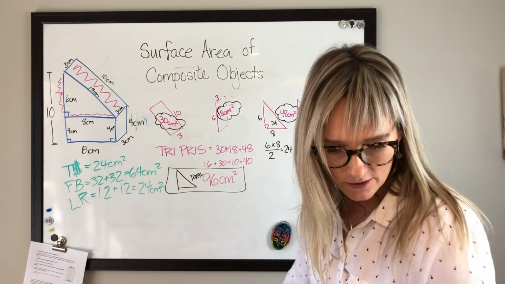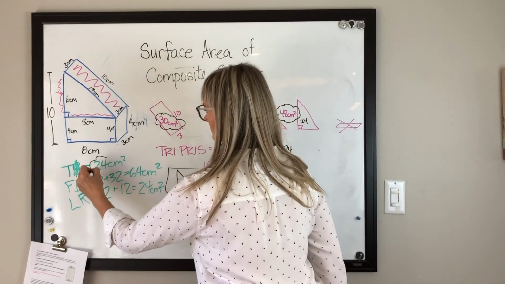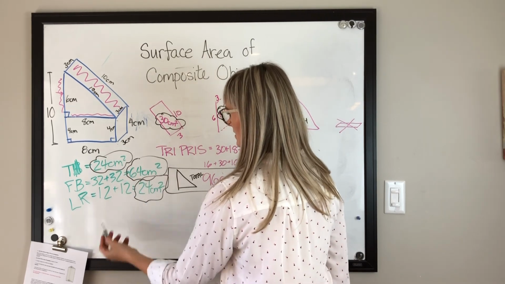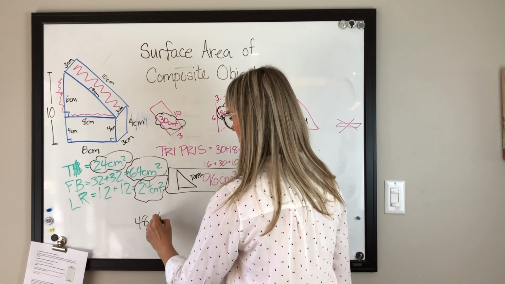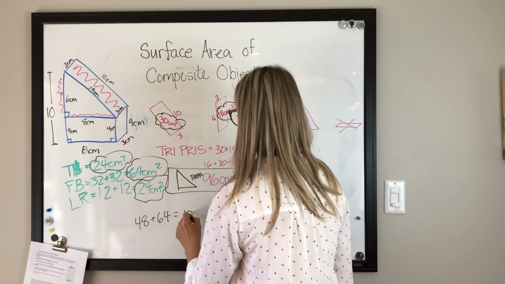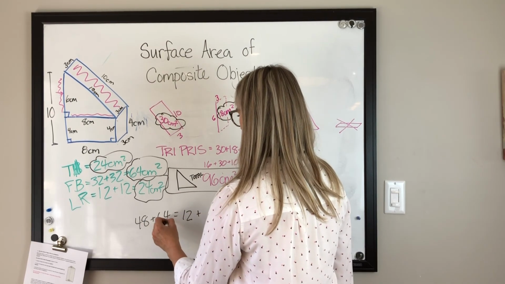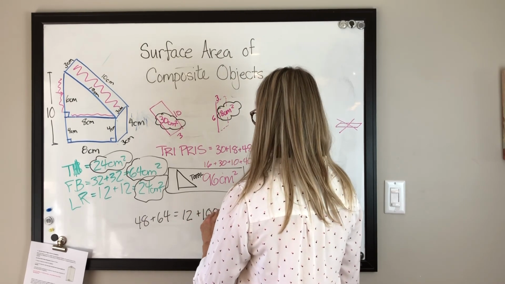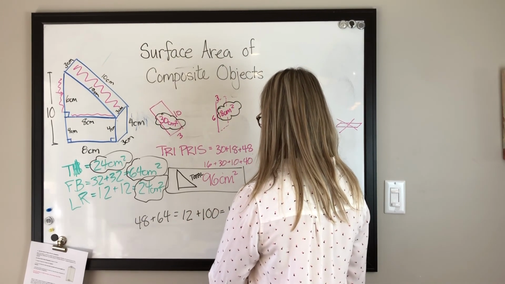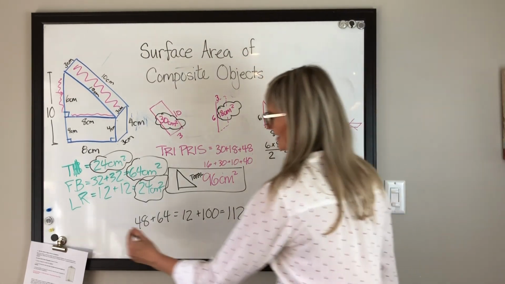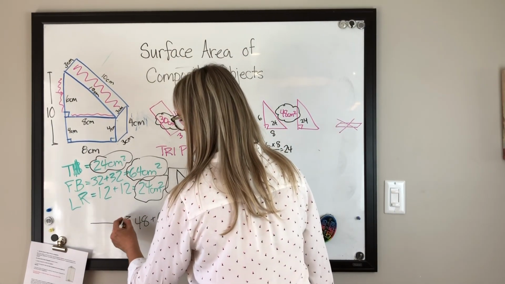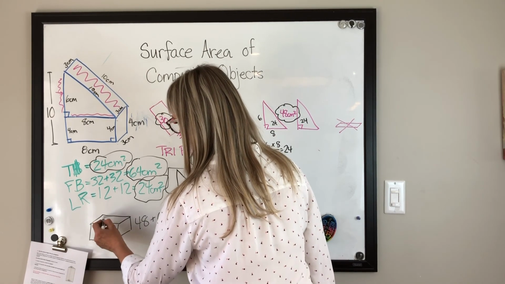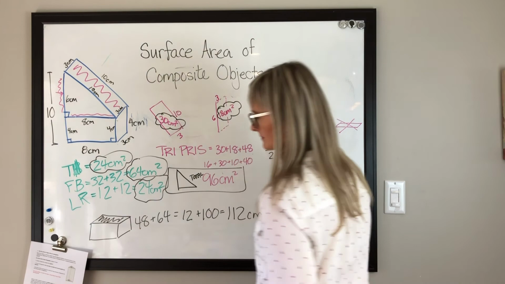So now we have to take all of those. So it's going to be 24 plus 24 plus 64. 8 and 4 is 12. 4 plus 8 is 12. 60 and 40 is 100. 112 centimeters squared. And what is that? That is the surface area of this whole box without that.